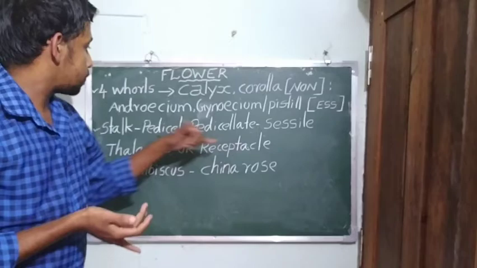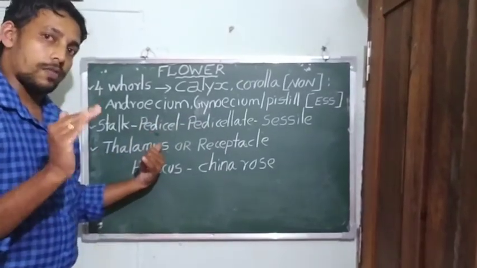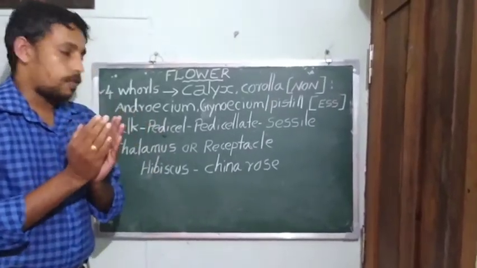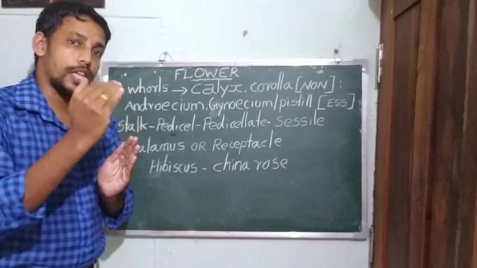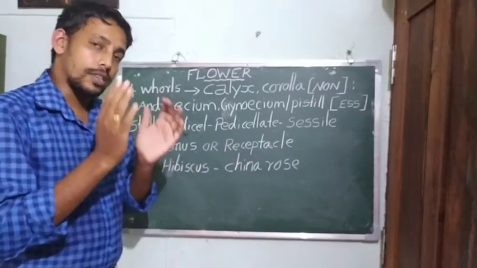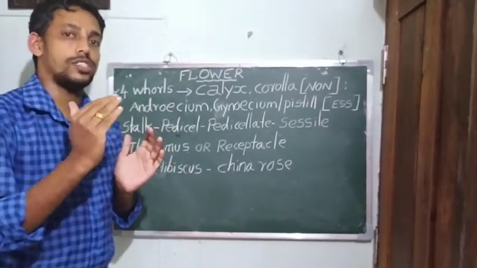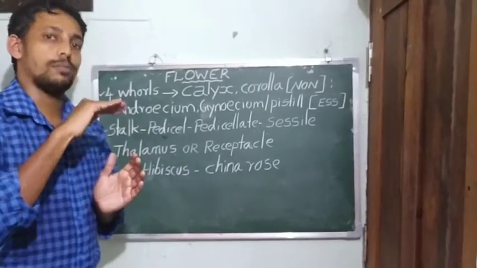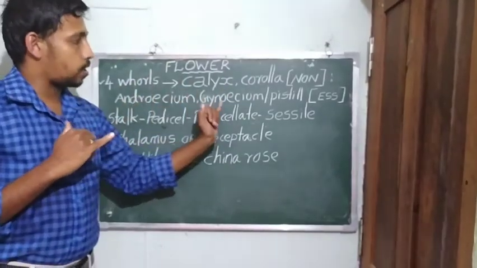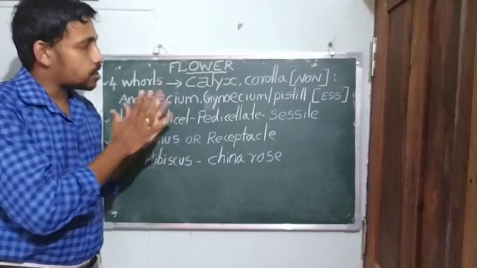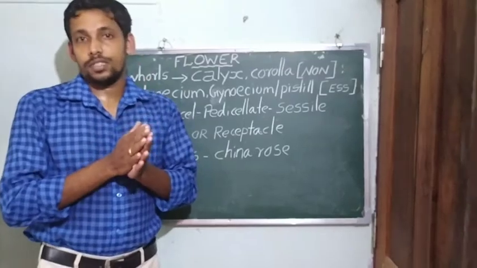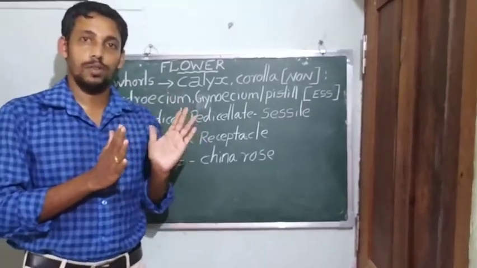Pedicellate means a flower with a pedicel. A flower without a pedicel is known as sessile. The apical swollen part of the pedicel is known as the thalamus or receptacle. The floral parts are arranged on the thalamus in a sequential order. In the outermost part we can see the calyx, then it is followed by corolla, then androecium, and in the innermost part you can see the gynoecium. So these are the basic parts of a flower. Now we have to know some biological terms which are connected with the flowers.